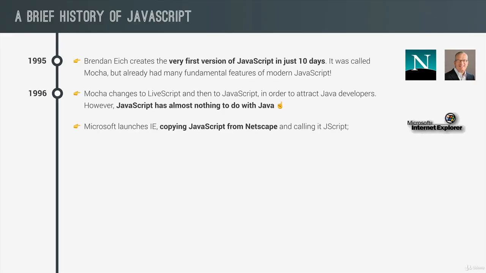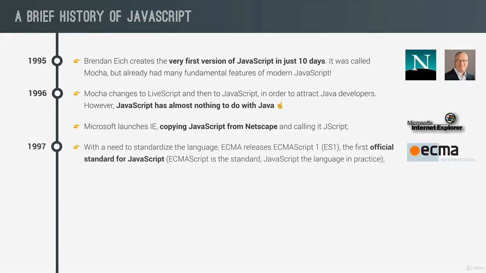And so, with the internet growing like crazy around this time, people realized they needed to standardize JavaScript. So the language was submitted to an independent standards organization called ECMA, which in 1997 released ECMAScript 1, or ES1. This was the very first official standard for the JavaScript language, and with this, every browser could now implement the same standard JavaScript. In the real world, we usually use the term ECMAScript to refer to the standard, while JavaScript is used when we talk about the language in practice, as it's implemented in browsers.